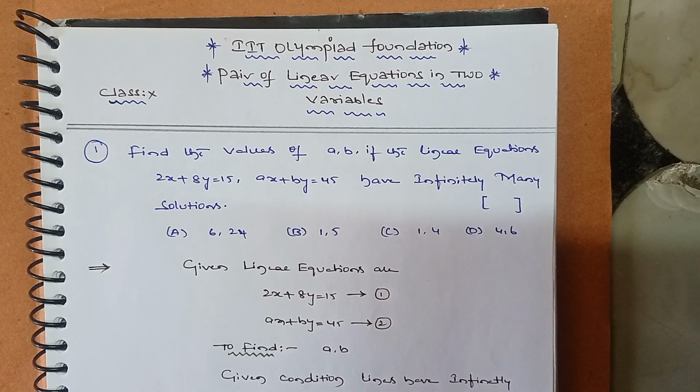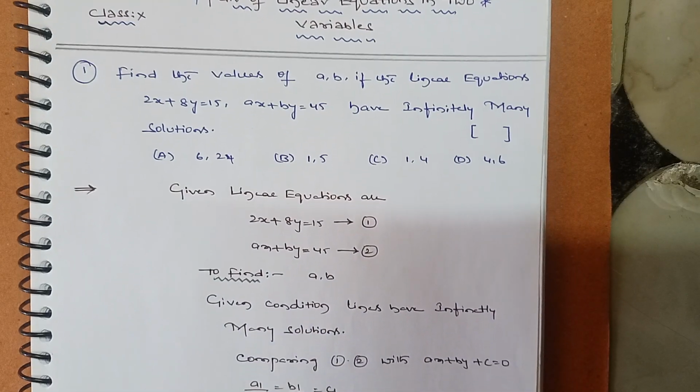Find the values of a and b. The linear equations 2x plus 8y equal to 15, ax plus by equal to 45 have infinitely many solutions. Options are 6, 24; 15, 14; 4, 6. Take down the given equations.